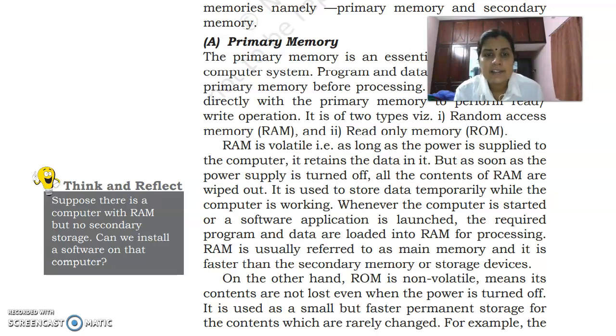Then all the contents of RAM are wiped out when we switch off our computer. As the name implies, volatile means it stores data temporarily. When the computer is working, some data is needed. This data is stored temporarily in RAM. By using RAM, we can execute programs.